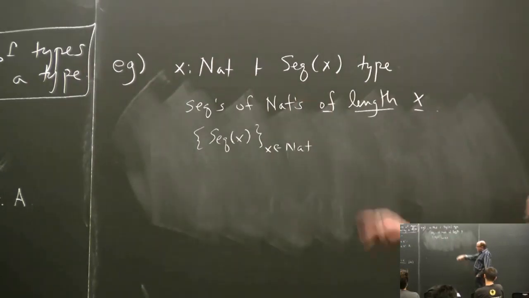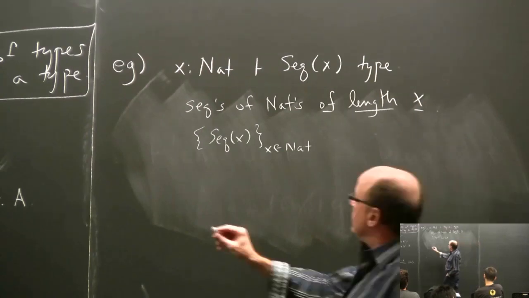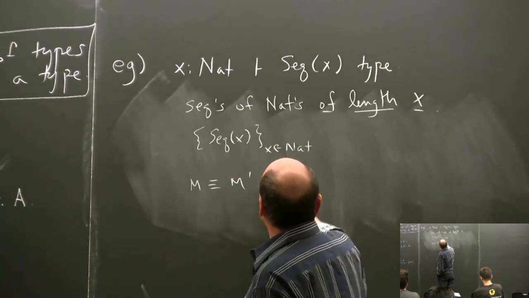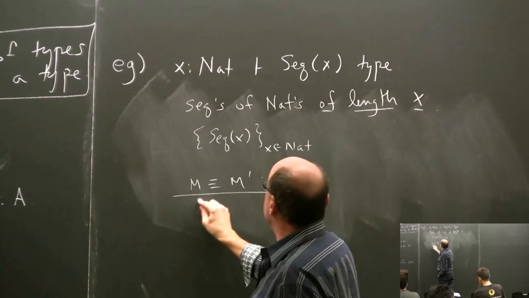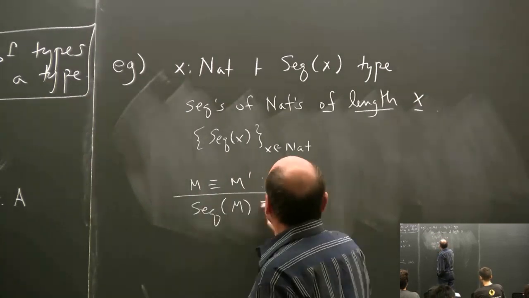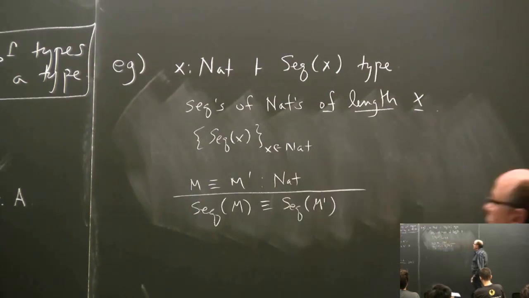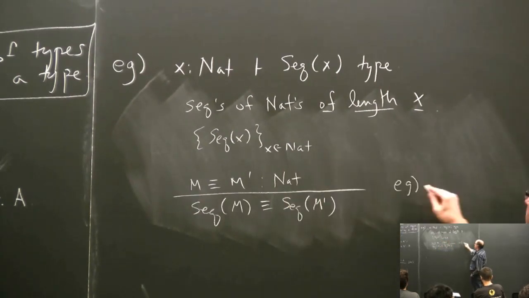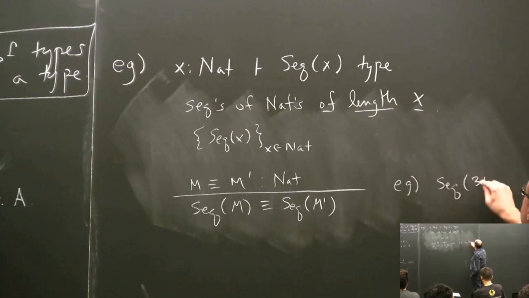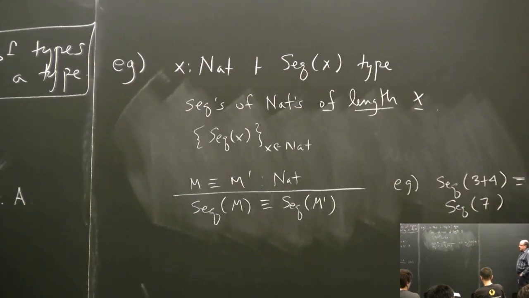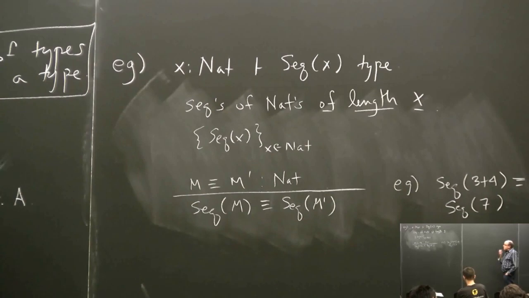And the important thing is, because of the general considerations of the structural properties, we end up with a particular principle that says if m is n prime in nat, then seq of m and seq of m prime are the same type. So we expect that. An example of that we went through last time is you would expect 3 plus 4 to be the same type as seq 7 maybe, or any other such calculation. So that's good. So we spoke about that.